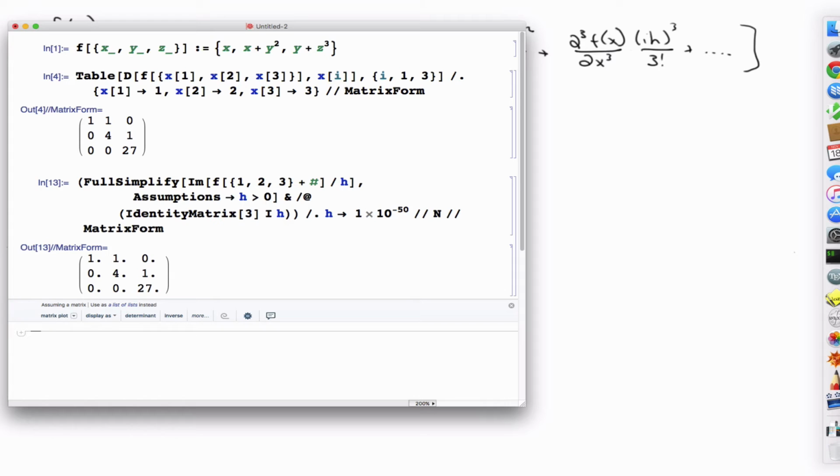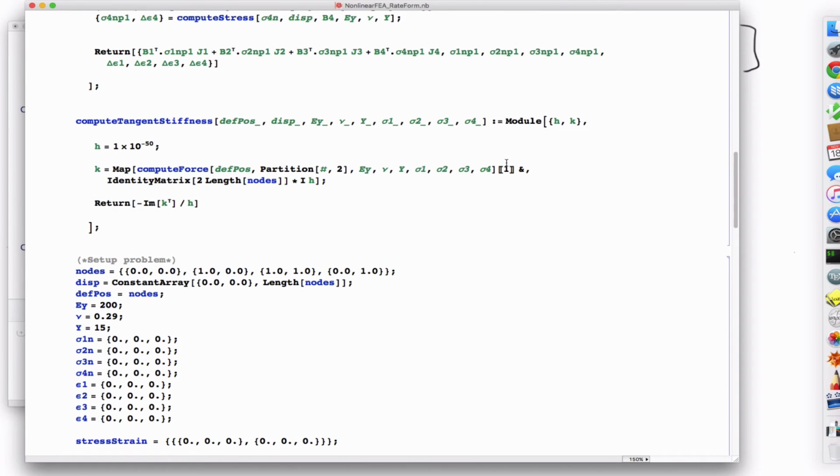So, if you're just going to use MATLAB or Mathematica or Python or something, this is a nice little trick for computing derivatives. Actually, here we use it for the tangent stiffness, but I've used it in optimization schemes and all kinds of stuff. I mean, anywhere you need a numerical derivative, it works really well. So, back to this guy.